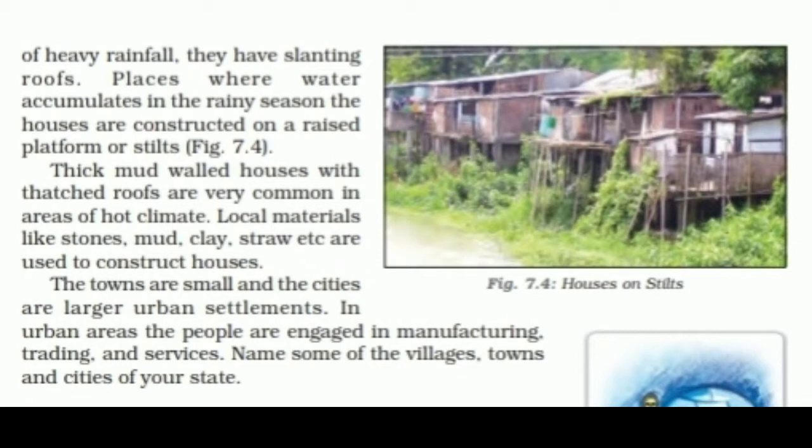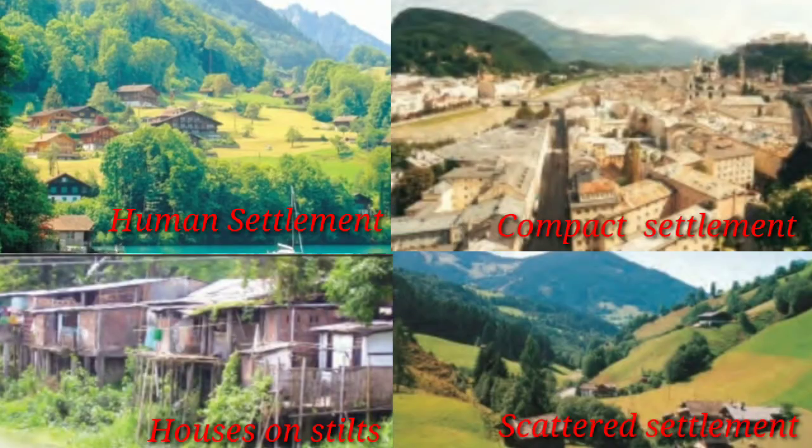Next, urban settlements. Urban settlements include towns and cities. In these, the majority of the population is involved in non-agricultural activities such as industry, trade, commerce, and administration. In urban areas, the people are engaged in manufacturing, trading, and services. So students, human beings depend on the environment to grow food, build homes, and develop better means of transport and communication. Human beings have modified the environment.